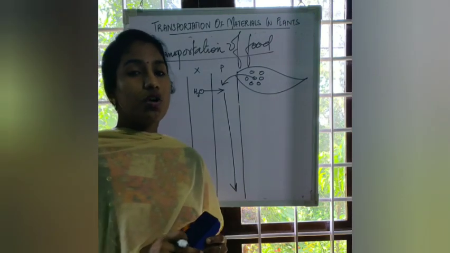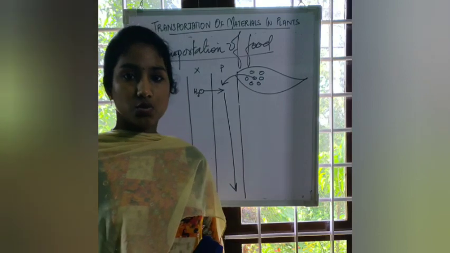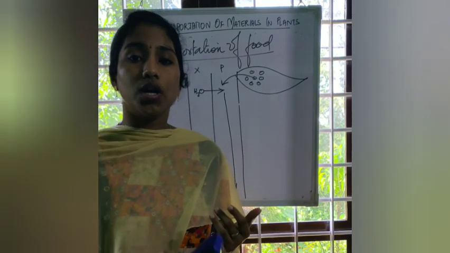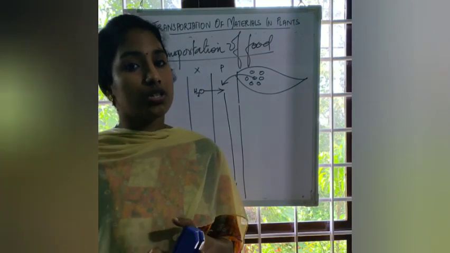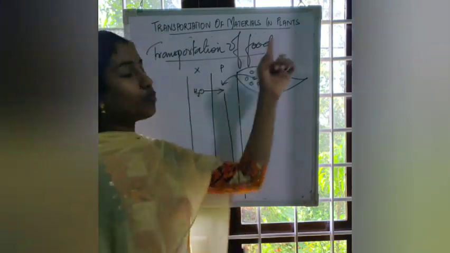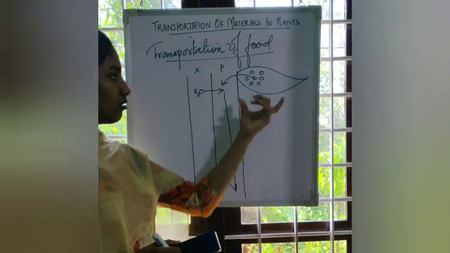Now when asked how transportation of water and minerals takes place, you have to write about all the three. You should write about root pressure, adhesion and cohesion, and transpiration pull. When asked about transportation of water and food, you can write what you learned right here.